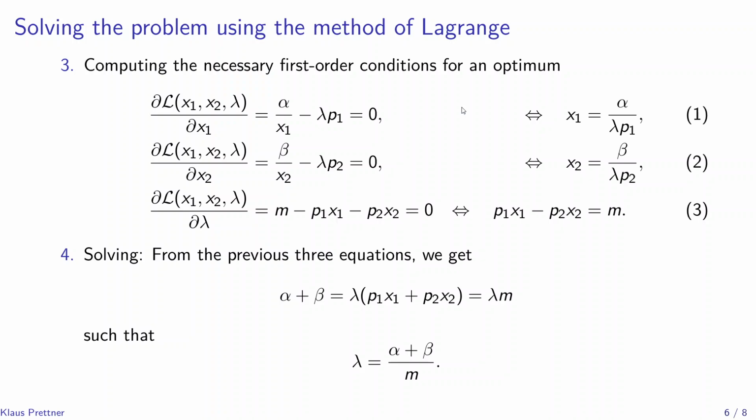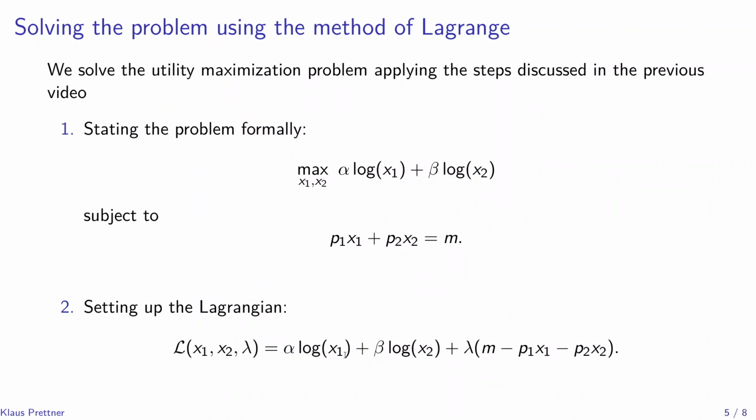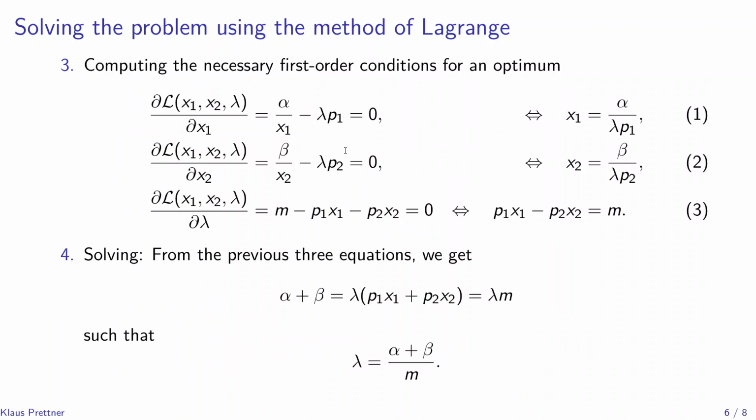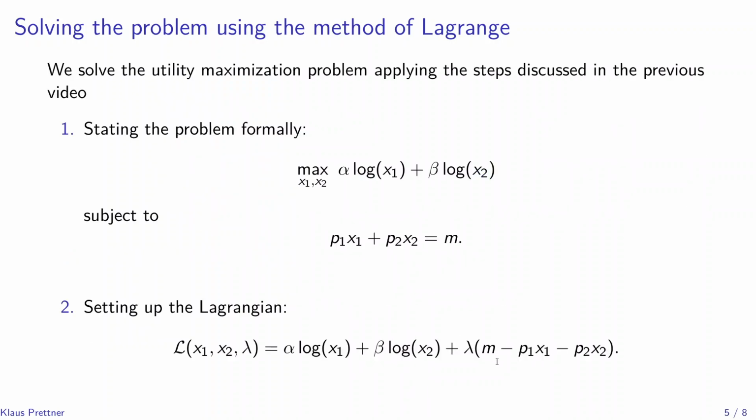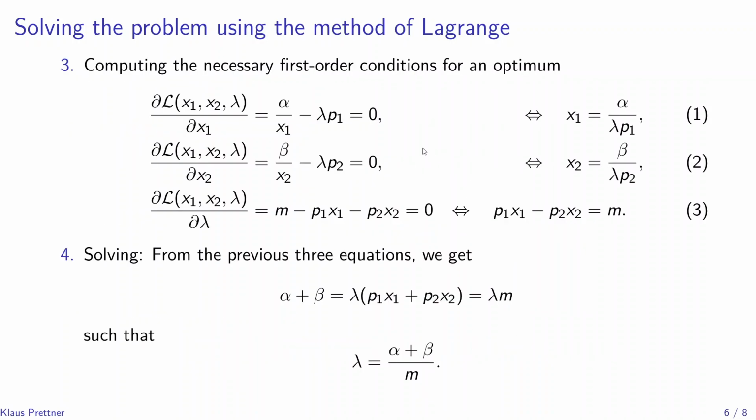The next step is to compute the necessary first-order conditions for an optimum, and we already know that this is taking the partial derivative of the Lagrangian with respect to x1 and setting it equal to 0. So we see here that this is equal to alpha divided by x1, because 1 over x1 is the derivative of the logarithm of x1, minus lambda times p1, because the other terms do not include x1, so they drop out. That has to be equal to 0, and we can reformulate it and isolate x1 as alpha divided by lambda times p1.